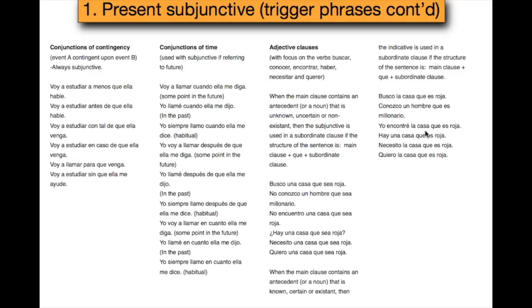I found the house that is a certain or a statement rooted in certainty. There is a house that. I need the house that. I want the house that. All of these statements reflect certainty and therefore will not cause the subjunctive. Okay, so watch out for certain adjective clauses.